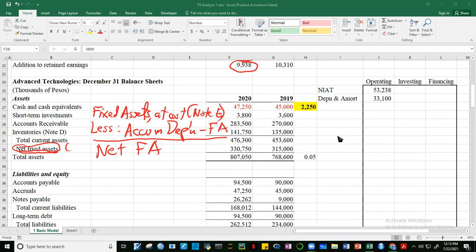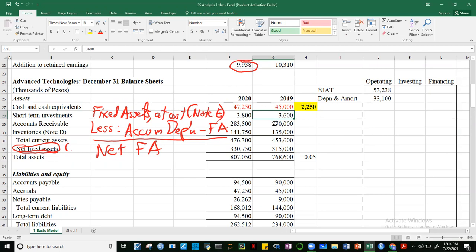So pag tinitingnan natin yung galaw ng mga accounts natin, tatanungin natin, anong activity ba yan? Operating, investing, financing, at saka tatanungin natin, source of cash ba yan o use of cash? So two important questions, guys. Number one, take a look at the account and then ask ourselves, anong activity to? Operating, investing, financing. Tapos, source of cash or use of cash? So let's give an example.